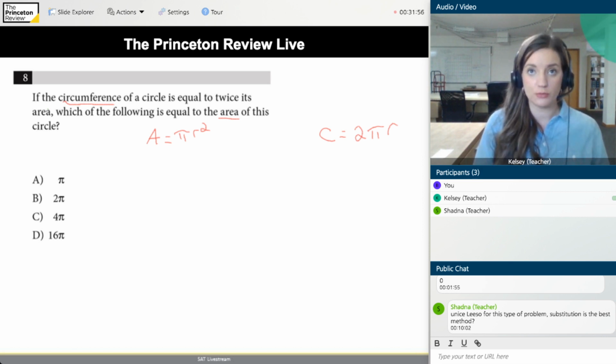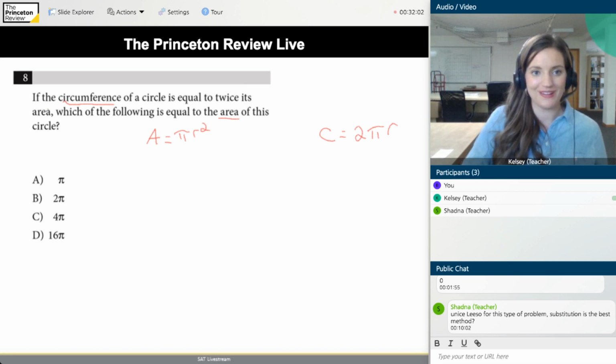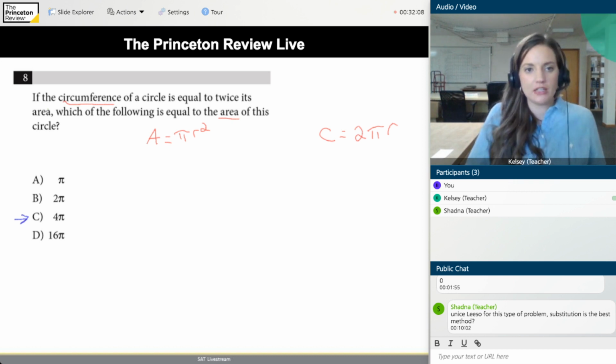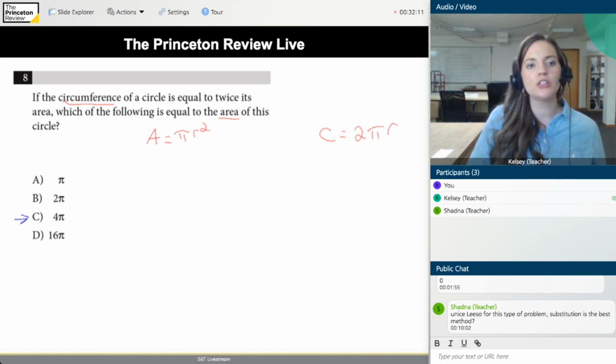So we've got our formulas, and now we're going to do the same thing, right? Pick an answer choice, see if it works. And again, starting somewhere in the middle. So let's see what happens if we start out with 4 pi. If 4 pi is the answer, what do we know? Well, we're looking for which of the following is the area of the circle. So the area is what our answers represent. We want to label that so we don't get turned around.